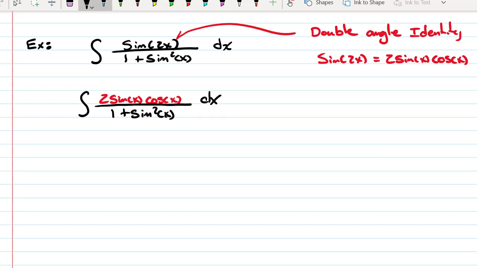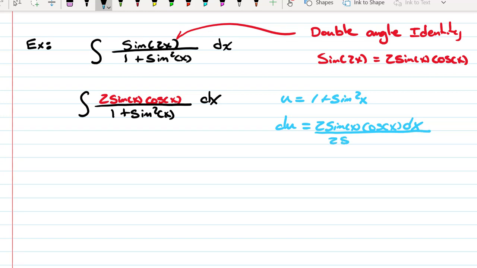So then we let our u equal the entire denominator. So u is 1 plus sine squared x. Then du: the derivative of a constant is 0. The derivative of sine squared is 2 sine x times the derivative of the inside, which is cosine x dx. And we divide by 2 sine x cosine x. These reduce out.